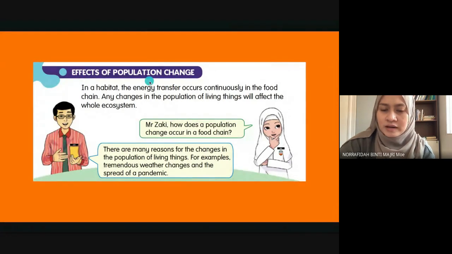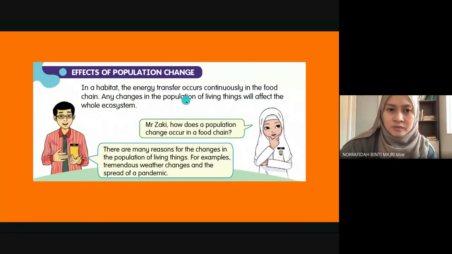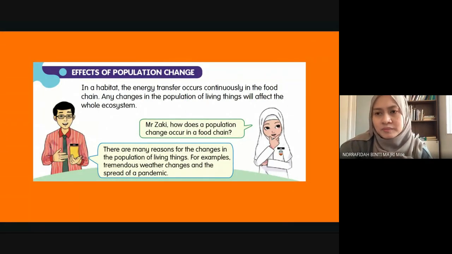Kesan perubahan populasi haiwan. In a habitat, the energy transfer occurs continuously in the food chain. Any changes in the population of living things will affect the whole ecosystem. Teacher translate: food chain, rantai makanan, dan juga food web. Siratan makanan dalam BM, ada perpindahan tenaga yang berlaku.